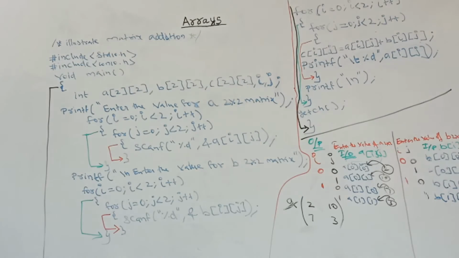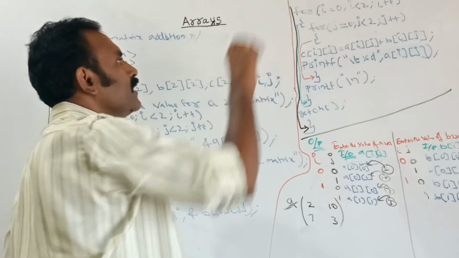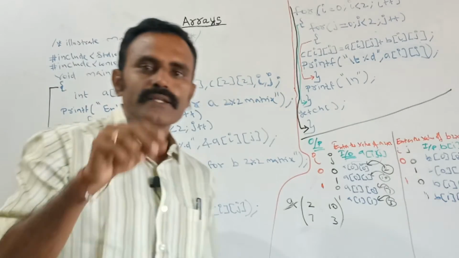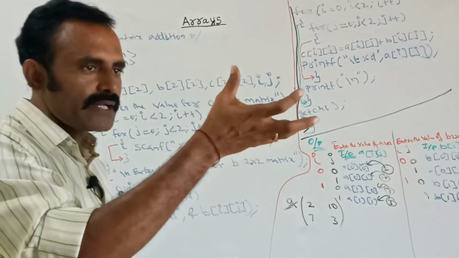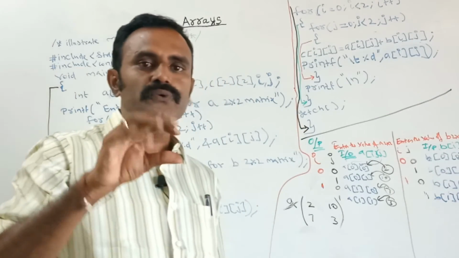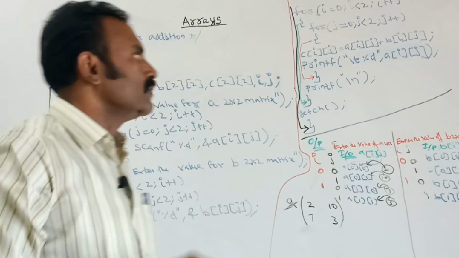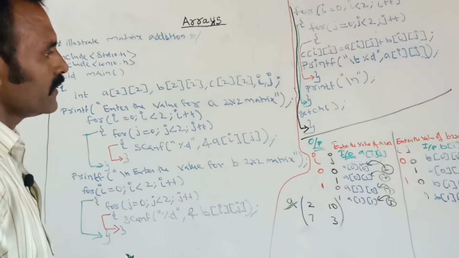So here it will come to the next part, to this loop. Here again I am using 2 for loops. This for loop is used for fetching the position and calculating, that is, we are going to sum the 2 matrix numbers, we are going to sum with the help of this outer loop and inner loop.